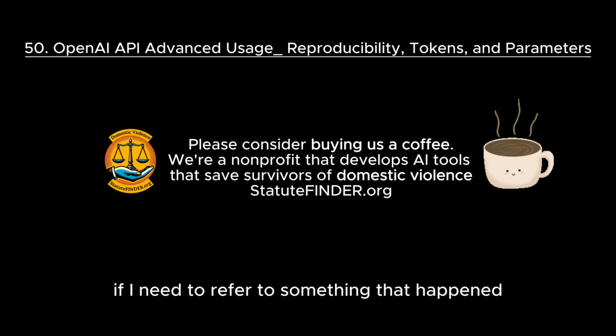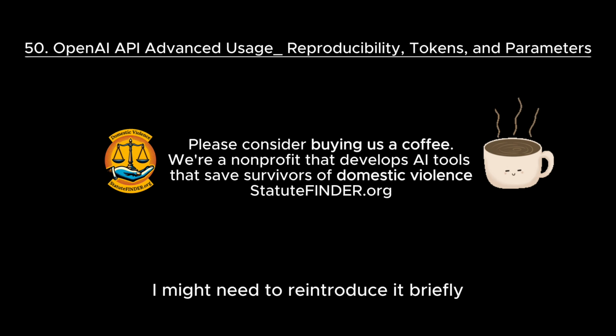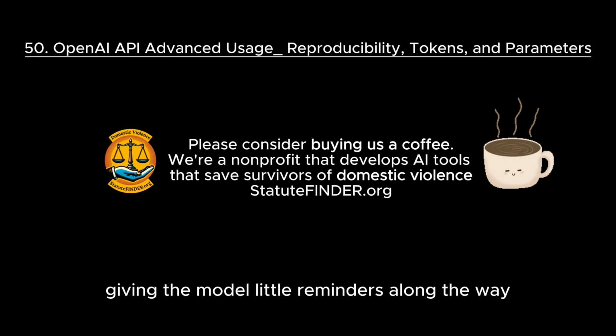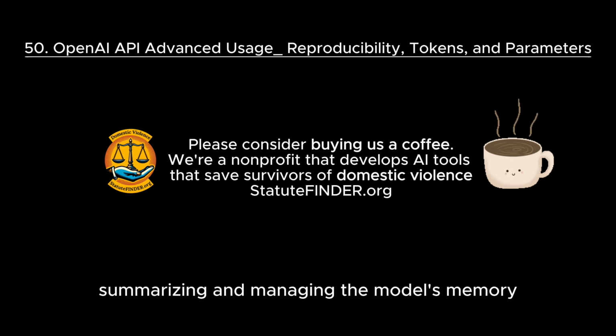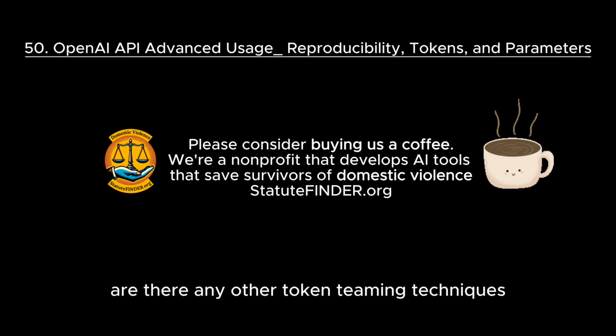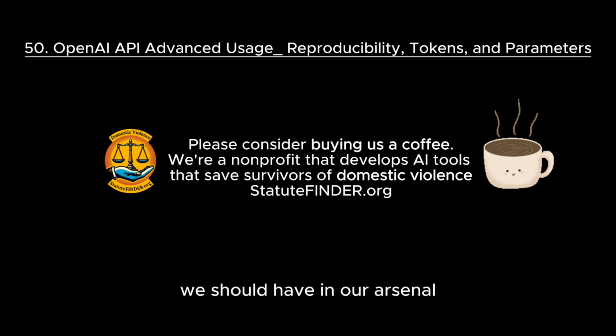So if I need to refer to something that happened earlier in the conversation, I might need to reintroduce it briefly to refresh the model's memory. Exactly. Think of it like giving the model little reminders along the way. Okay, so we've talked about breaking down information, summarizing and managing the model's memory. Are there any other token taming techniques we should have in our arsenal?